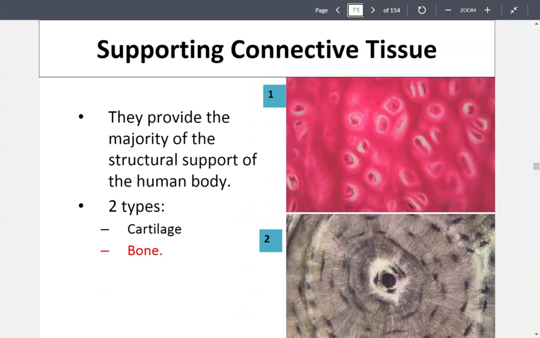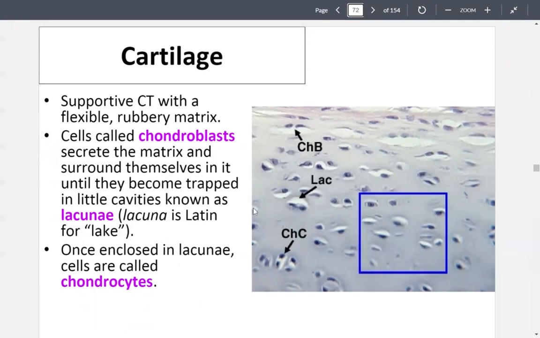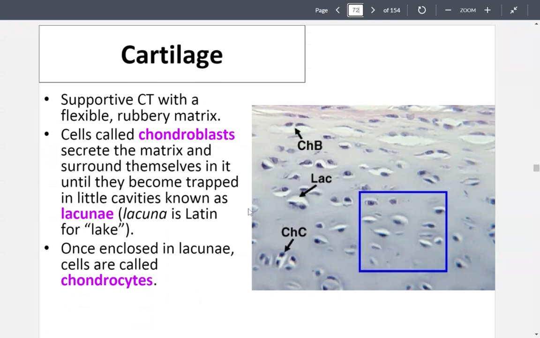Supporting connective tissue, these are going to provide the majority of the structural support of the human body. So they come in two types, cartilage and bone. Cartilage and bone are both considered connective tissues along with your blood and fat. So cartilage. Cartilage is a supportive connective tissue that has a flexible rubbery matrix.